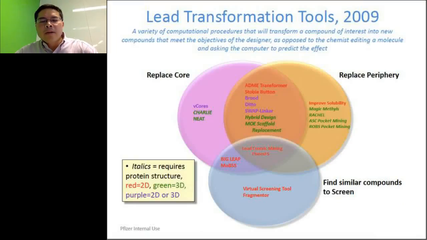And it turns out at Pfizer, we did a survey a few years ago and we have an embarrassment of riches of these so-called lead transformation tools, each specializing in different areas. Some are specializing in replacing the core of a molecule, others the periphery, others both. There are those that work only on 2D formats, others 3D, and still others in both. So you can decide through the CCT protocol tree which one solves the problem that you have at hand and access it.